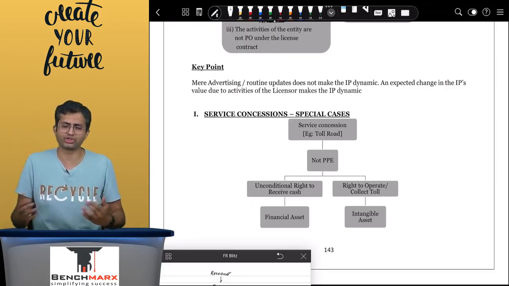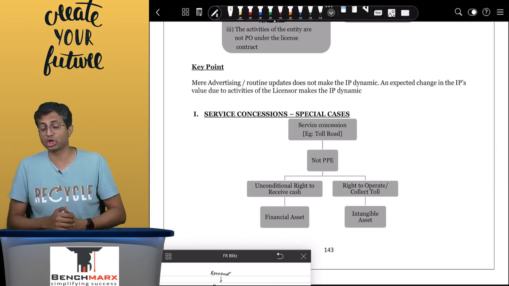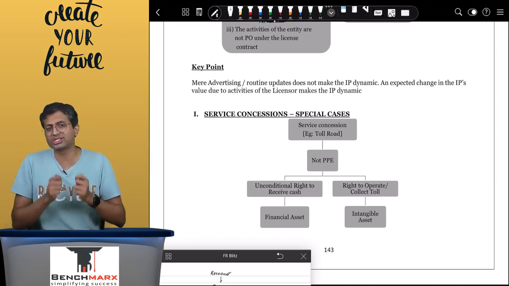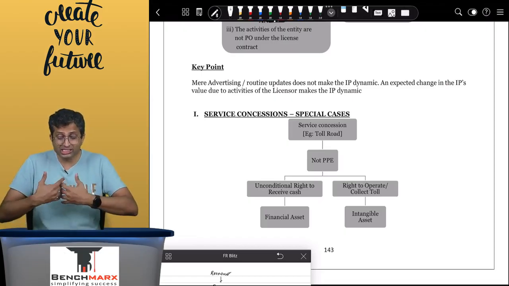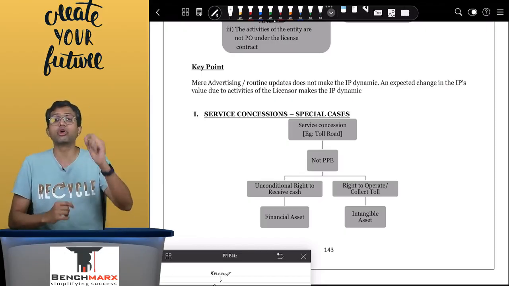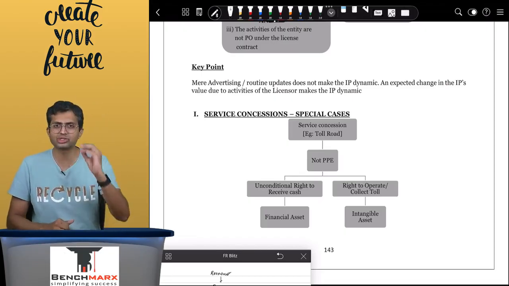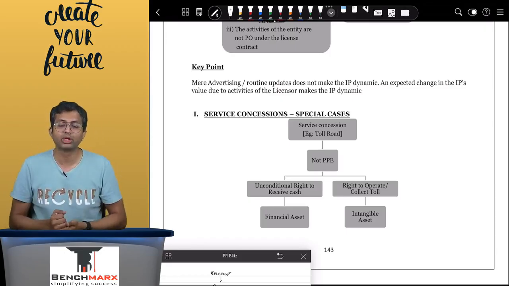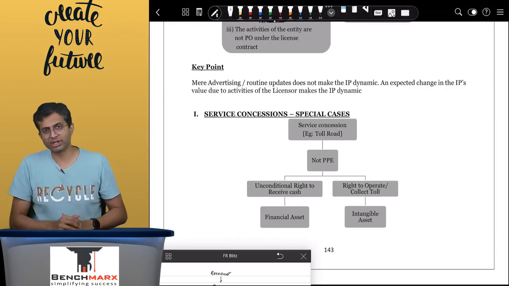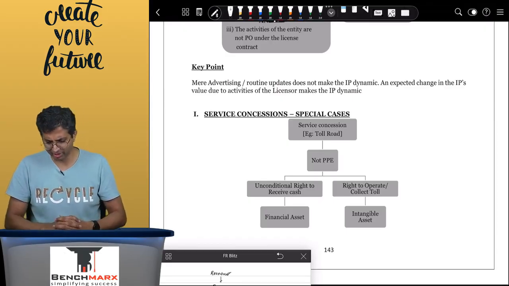The right is an intangible asset for which you are going to get future economic benefits, but you don't have a contractual right to receive a fixed amount of cash. As a result, against rendering construction service, the government gives you the right to collect toll, and hence it's like a barter where you're giving construction service. In lieu of that, you're getting the license to collect toll, which is an intangible asset, and you will show this as an intangible asset.